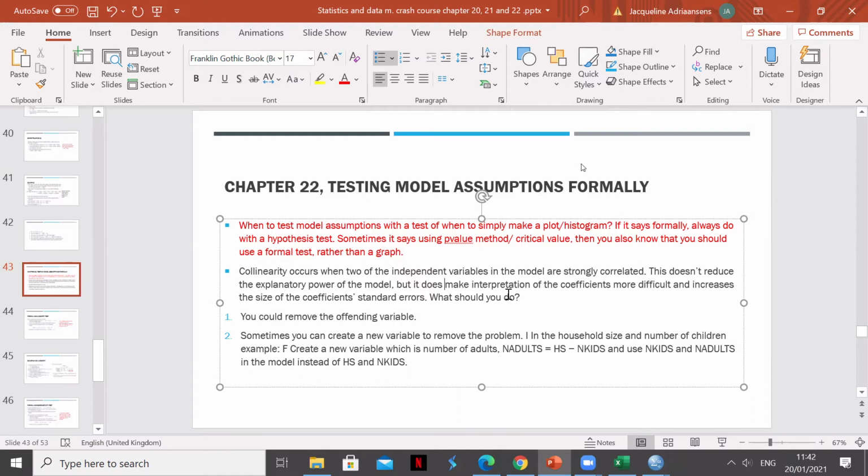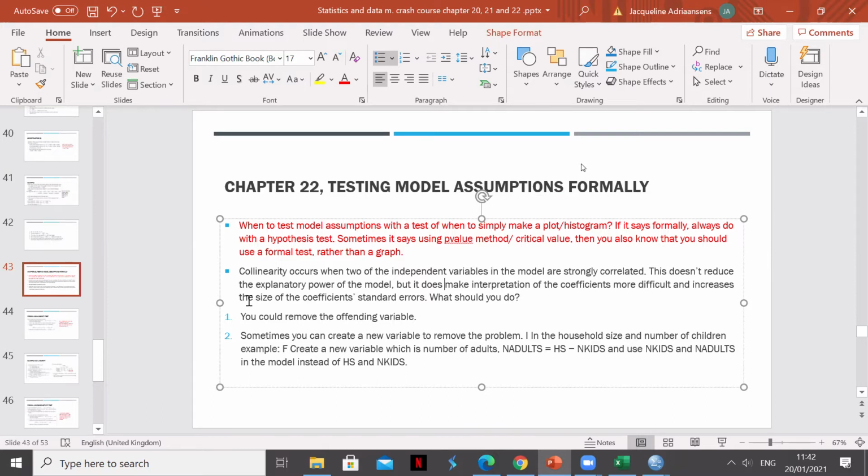And moreover, it increases the size of the coefficients' standard errors. And that's also not so nice, because your prediction intervals will get bigger, your confidence intervals get bigger, and your p-values also get bigger. And like I said, you don't need to know why, you need to know that it happens.